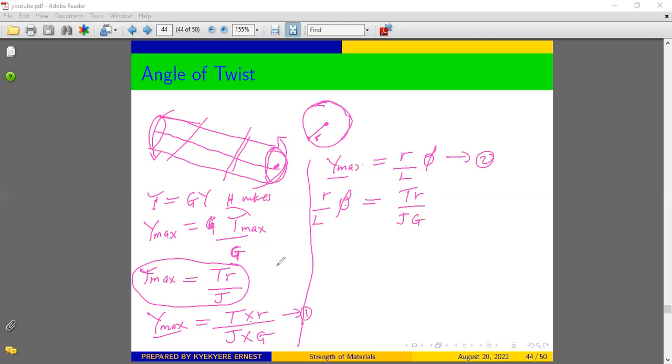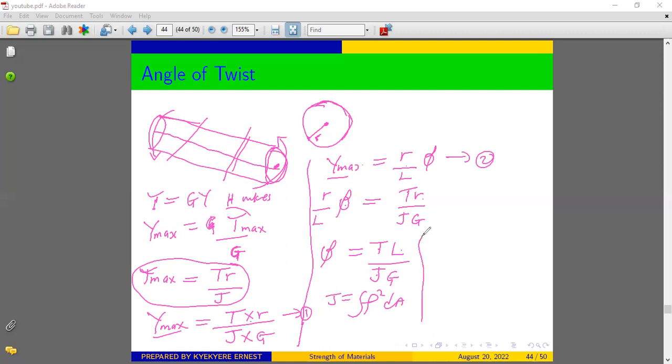And from there we can say that the angle of twist is equal to, we take away this R, so we are going to get T times L, where T is the torque, L is the length, over J times G, where J is the polar moment of inertia, which is equal to the integral of rho squared dA. We proved that in our first lecture on torsion, so you can go through that, and I'm sure you get all these formulas there.